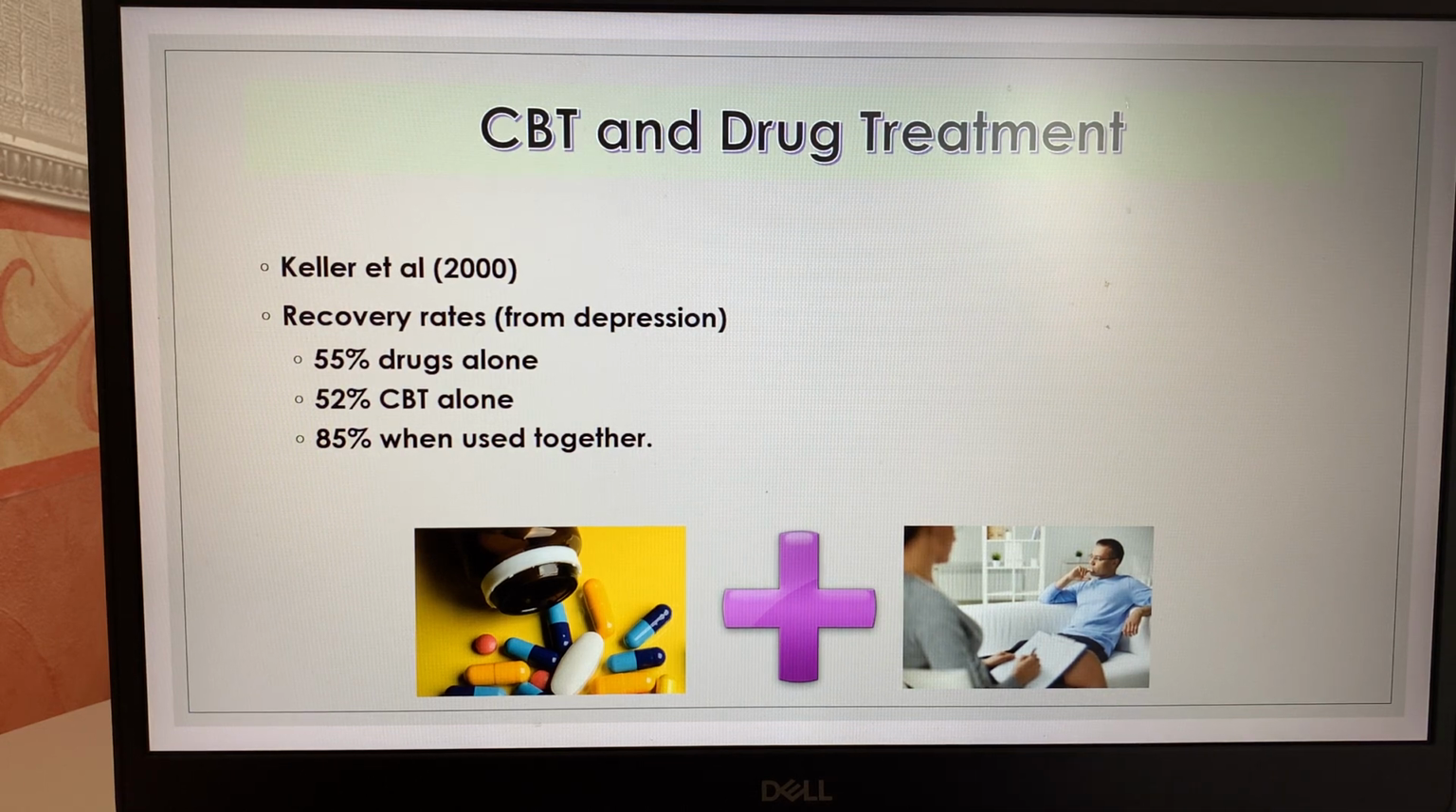Then, like we said, CBT and drug treatment, when they're used together, Keller found 85% recover from depression, more than with just drugs alone or CBT alone. So it has to be a combination, because depression is a disorder that is neurological. So it has a neurotransmitter element, has a hormonal element, but it's also cognitive and psychological. There is a reason that they're feeling this way, and they have to be combined together. You can't get to the cause of someone's depression through a pill. It has to be divulging some of that information and talking to somebody.